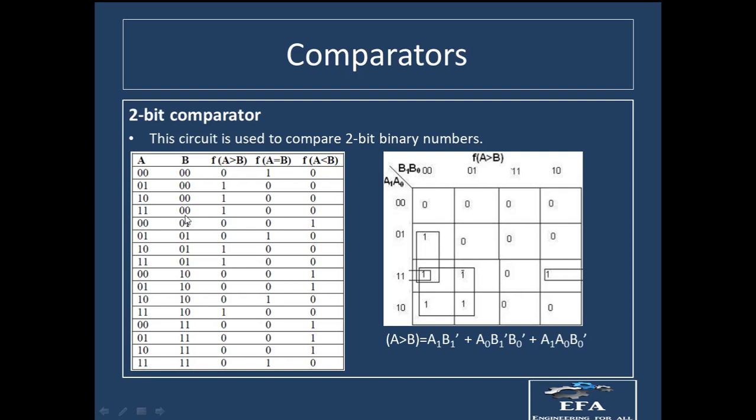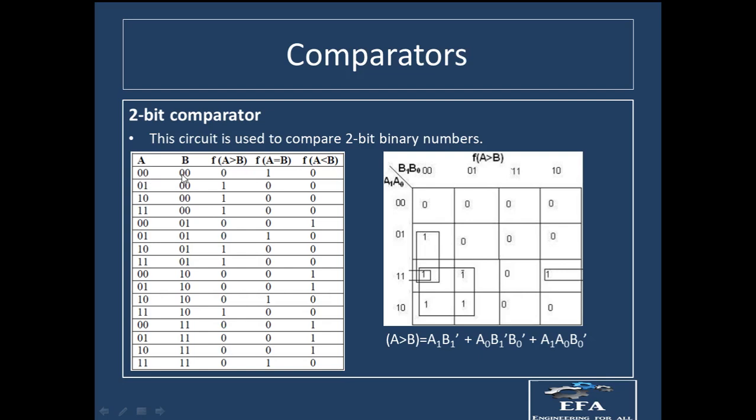Let us say that we have A, and A has 2 bits. Let us say the first bit is A1 and the second bit is A0. Why are we taking this bit as A0? Because this is the LSB and this one is the MSB. Therefore we are taking their values like this, so we have A1 A0.